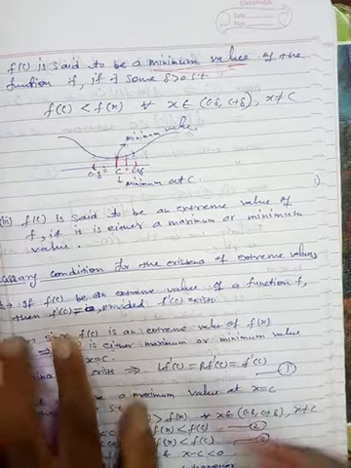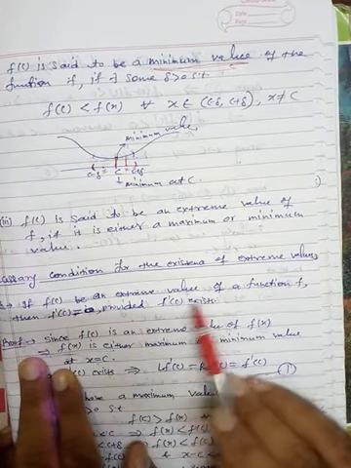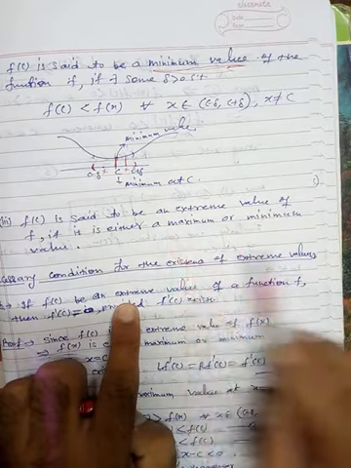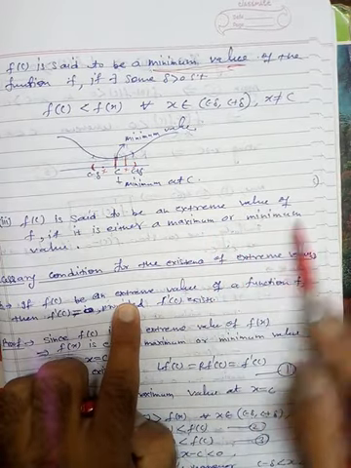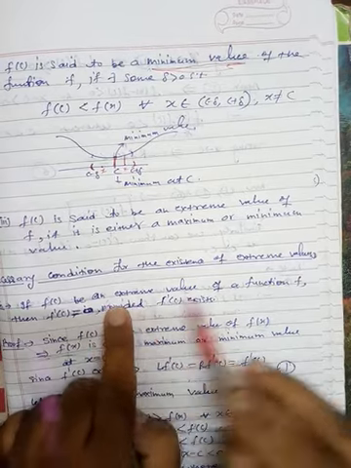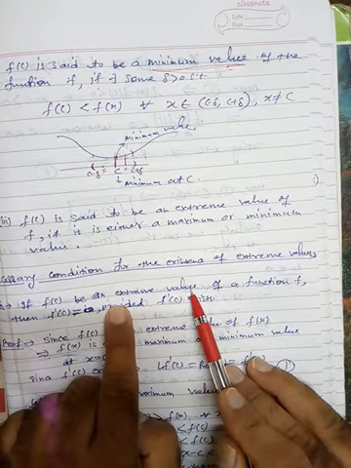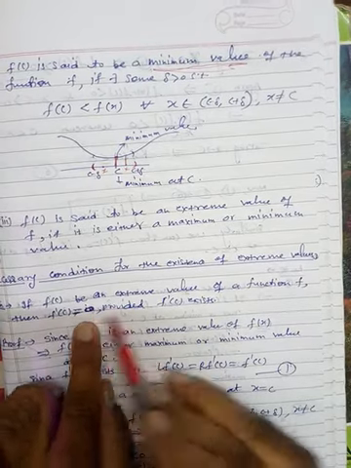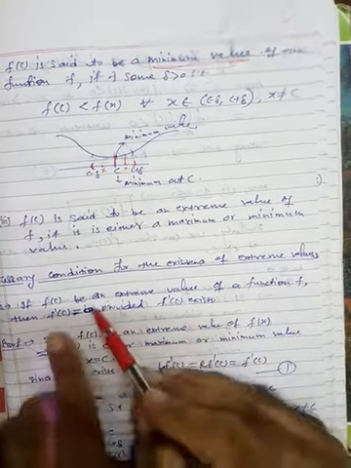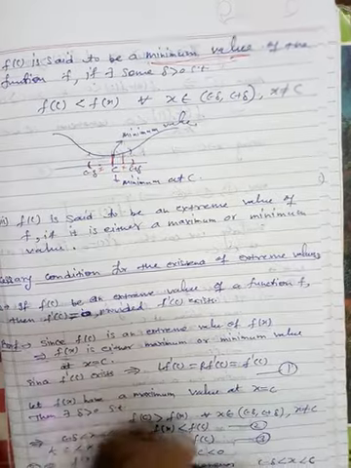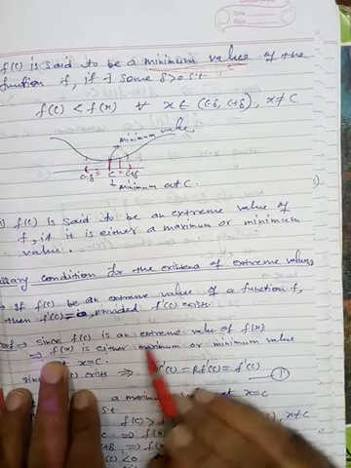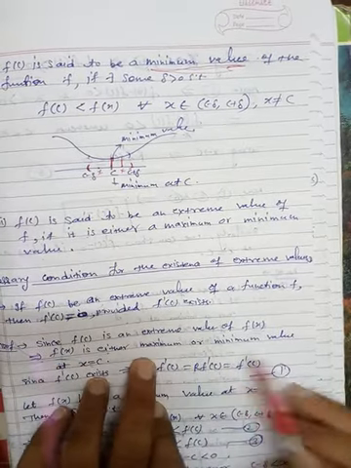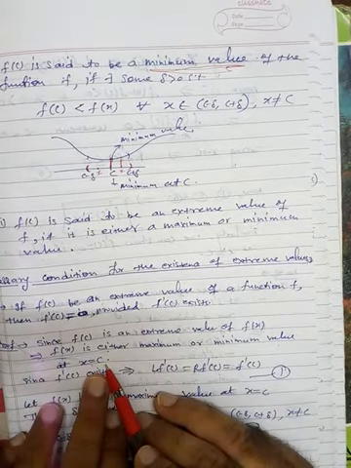This is the theorem. So if f of c is an extreme value of a function f, extreme means maxima or minima both, either maxima or minima, then f dash c will be 0, provided f dash c exists. This is the condition. We have to prove this. Okay, so now since f of c is an extreme value of f of x, we can say that f of x has either a maxima or minima value at x equal to c.